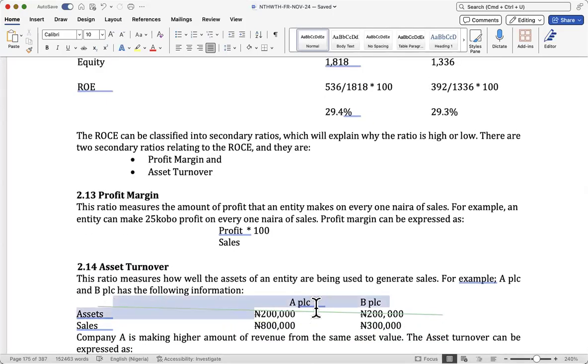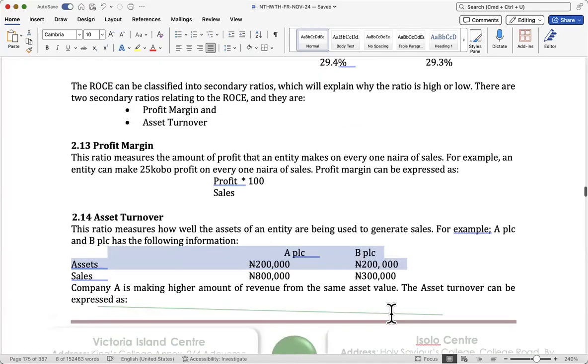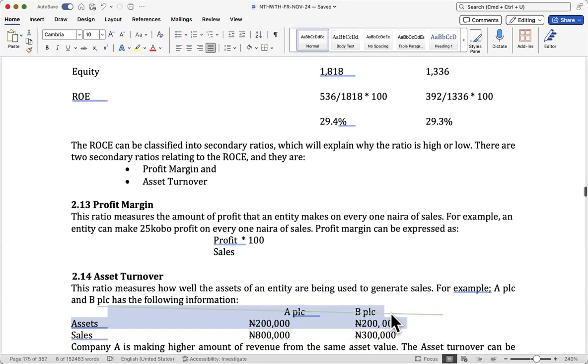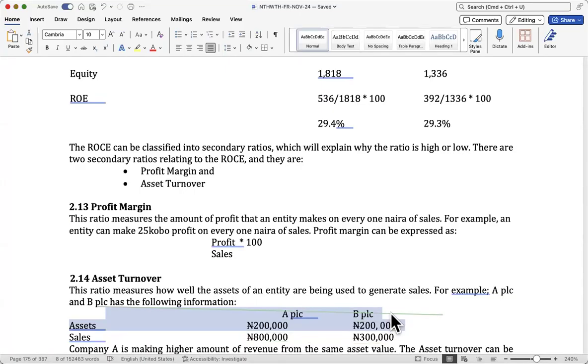There's somebody that drew a line on my board and the person left the line. Me, I cannot remove it. Any questions?